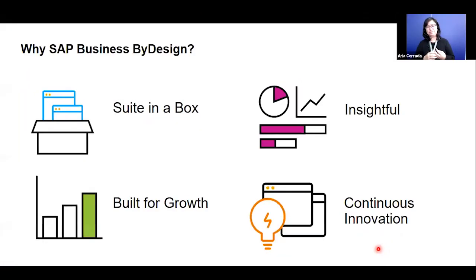The strength of Business by Design, or BYD as we call it, lies in these 4 key items. Number 1, it's a suite in a box. Number 2, it's insightful. Number 3, it's built for growth. And number 4, there's always continuous innovation. Being a suite in a box, it has all these built-in functionalities, and you are really leveraging the best industry practices that are available.